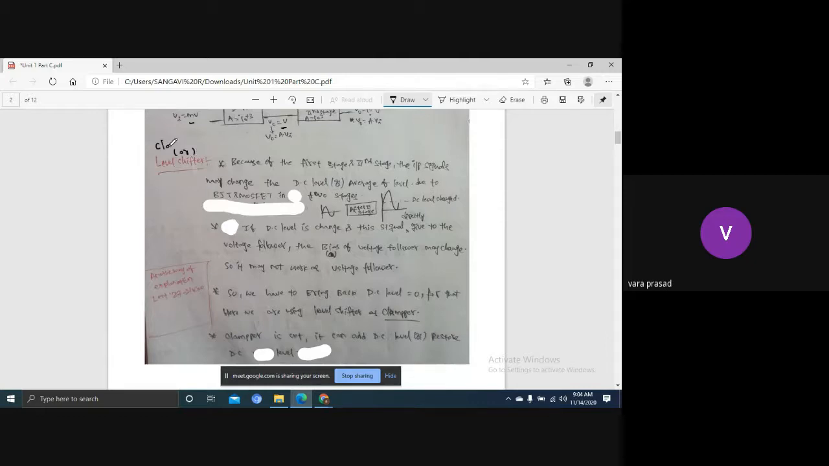I can call it a clamper. This is very, very important. See here, because the first and second stages are amplifiers. In the amplifiers we are going to use MOSFET and BJT. Then the DC level or average level is going to be changed.